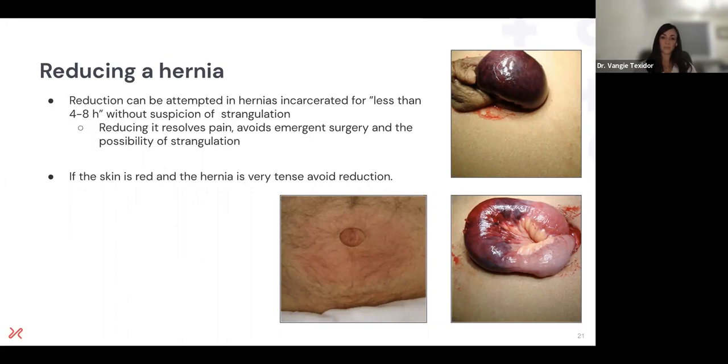In my experience, I always try to reduce them. It might still be just incarcerated and the bowel might be fine. That might be the difference between saving bowel and making it an emergency or not. So obviously, if it's super tense and hard, that might be strangulated. There's no way that's going in. It's a smaller defect compared to all the tissue that came through. So that one I'm going to leave alone and just go straight to surgery.